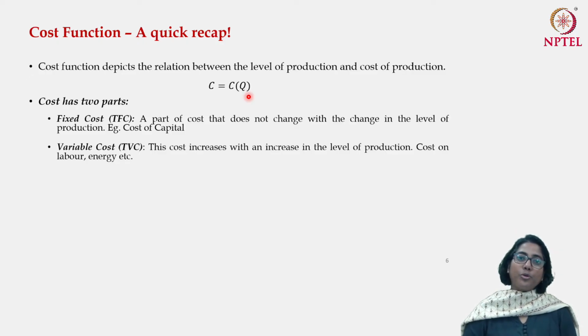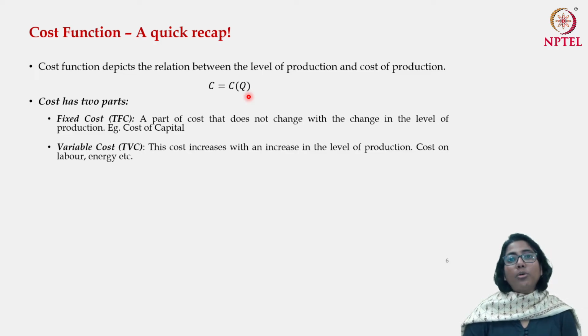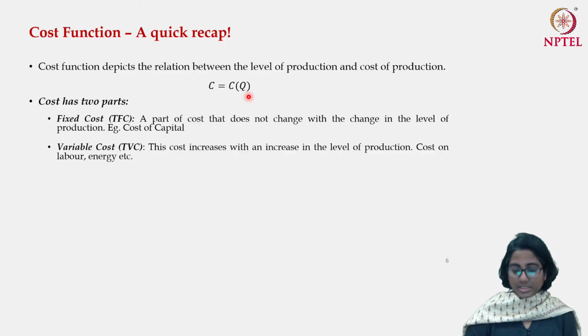So if you have to buy coal in order to produce something, and you have to buy more coal if you want to produce more power, right? So the cost on coal increases as you change the level of production of power. So therefore, the cost on coal is a variable cost. So this actually we have discussed before. So we come across two parts of cost. One is a fixed cost and the other is a variable cost.